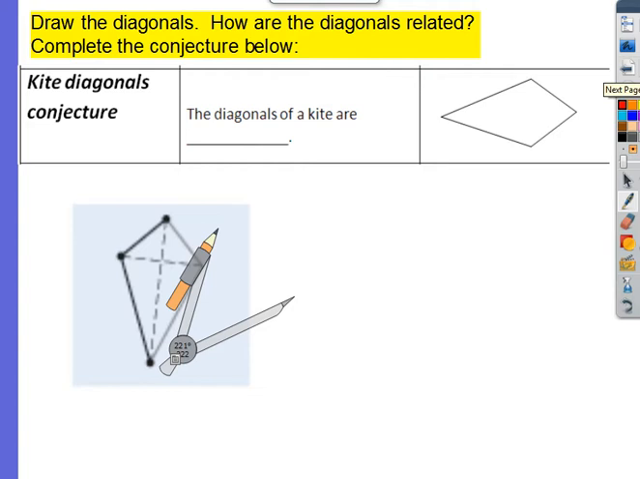So that is, if you do have diagonals, my fault, the kite diagonals. Ooh, I misspoke. I was probably thinking of Taylor Swift or something.